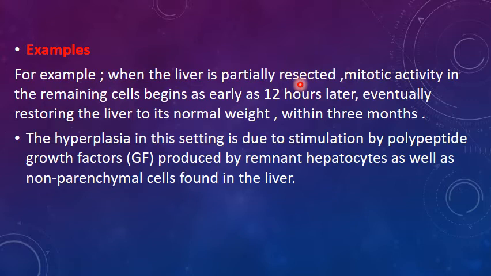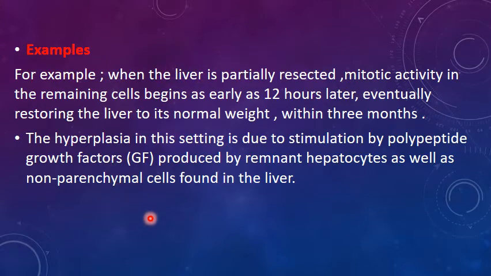In this donor who underwent partial resection of his liver, there is mitotic activity. Mitosis increases the activity of the cell to proliferate. It begins as early as 12 hours after removal of the part of the liver, in order to restore the liver to its normal weight. When this occurs, it occurs within 3 months of resection of the part of the liver.